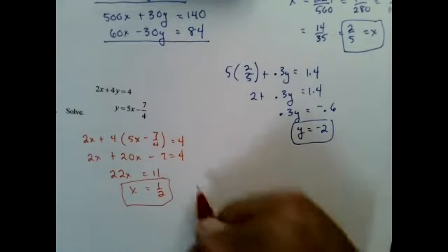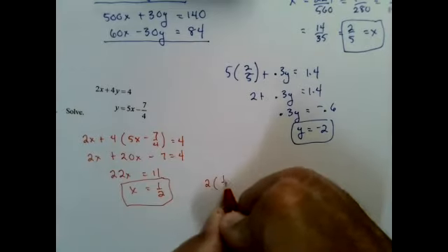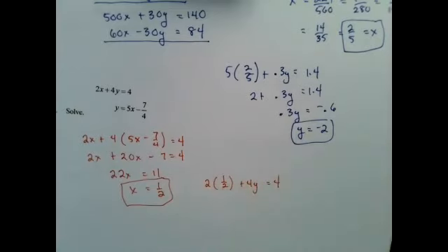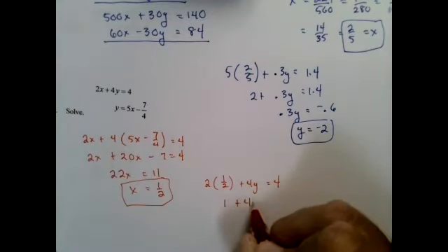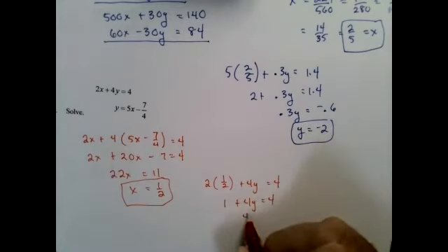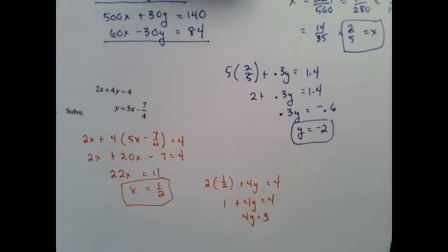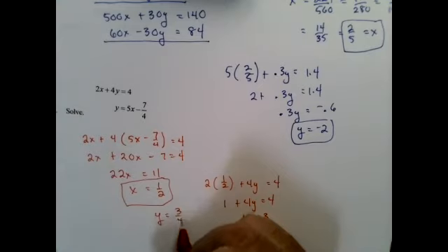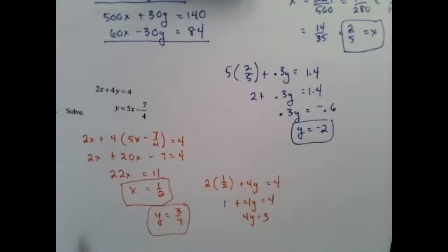I'm going to plug it into that first one. 2 times 1/2 plus 4y equals 4. That becomes just a 1. 4y equals 3. y equals 3/4. Believe it or not, I have a lot of students who'll take a test. They'll go through all of this work and they'll calculate the x and be done. They'll forget to do the y. Don't you forget about me.